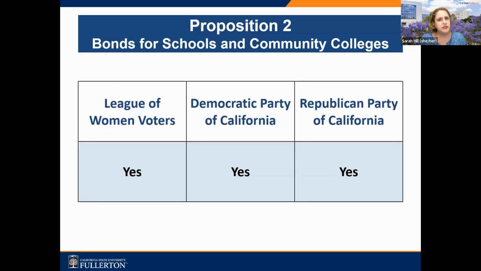What's interesting, I think this is the only one where everybody agrees. Everybody actually says vote yes on this one. I think there's pretty strong consensus that we really do need this money for school facilities because we don't have it right now. And so there is pretty broad-based support for it.